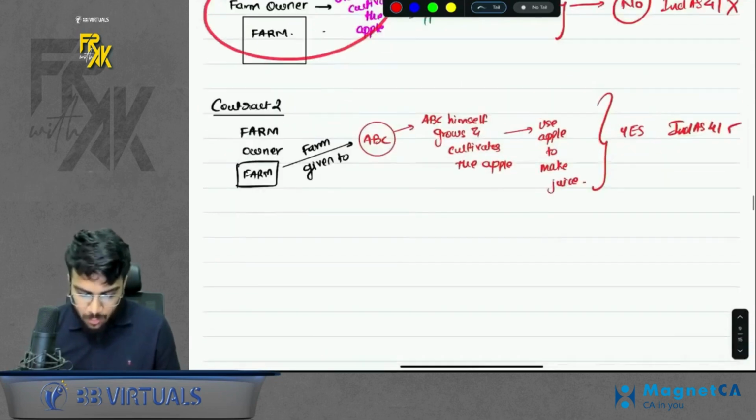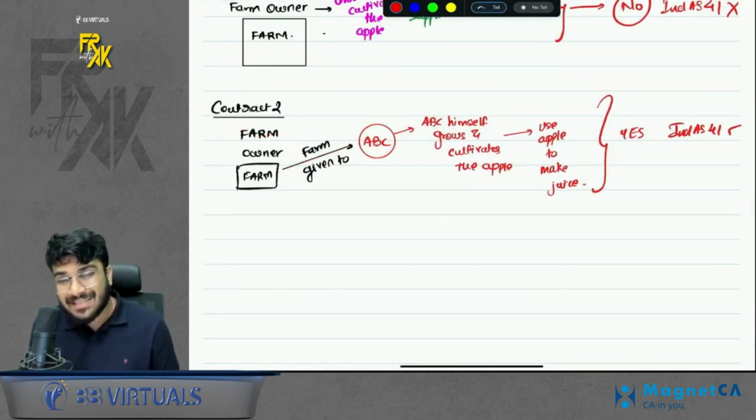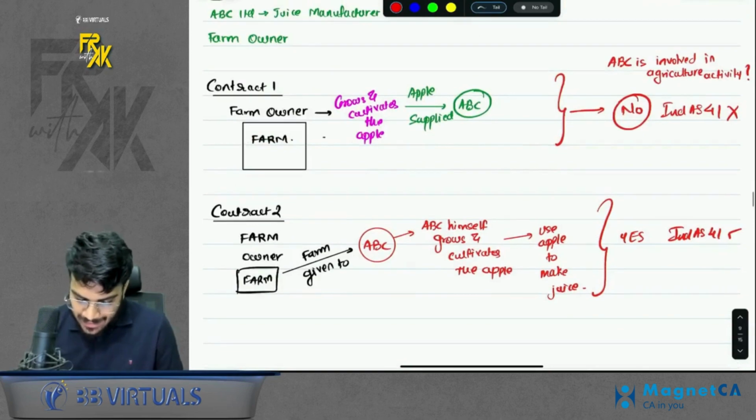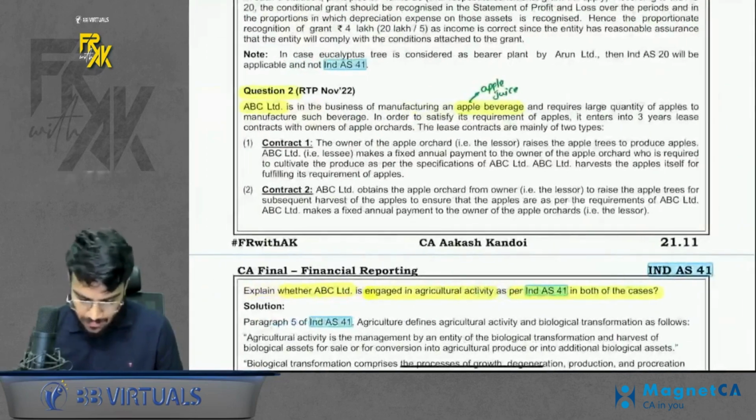But in contract number 2, the farm owner gave the farm to ABC. Now ABC himself grows and cultivates the apple and then uses the apple to prepare the juice. Here ABC himself is cultivating the apple on the farm. So for ABC, it is agriculture activity in contract number 2. Just give it a read, you will understand everything.